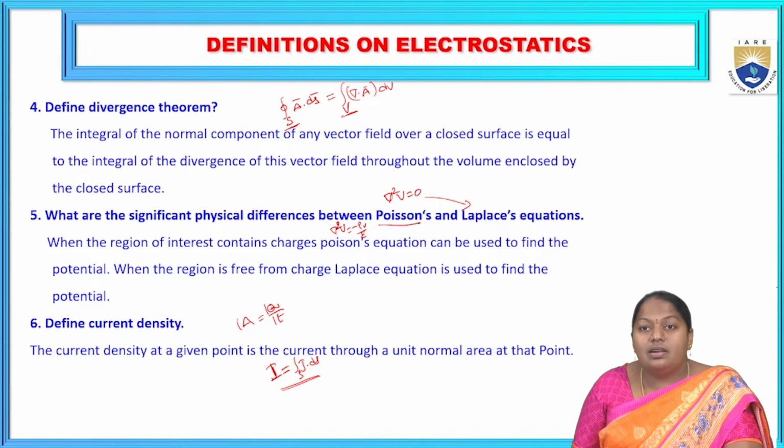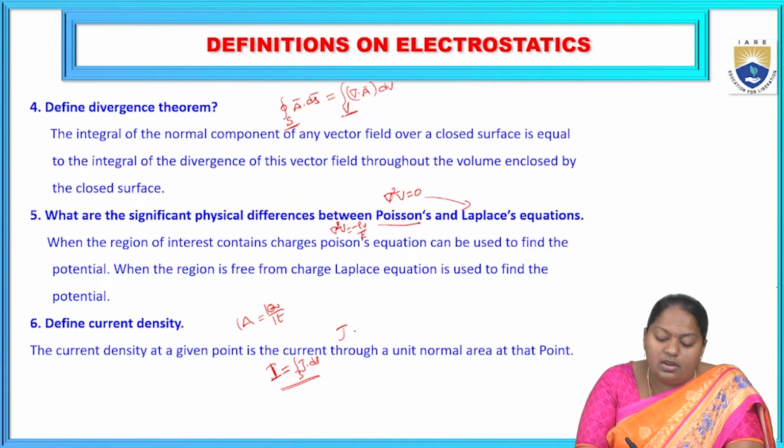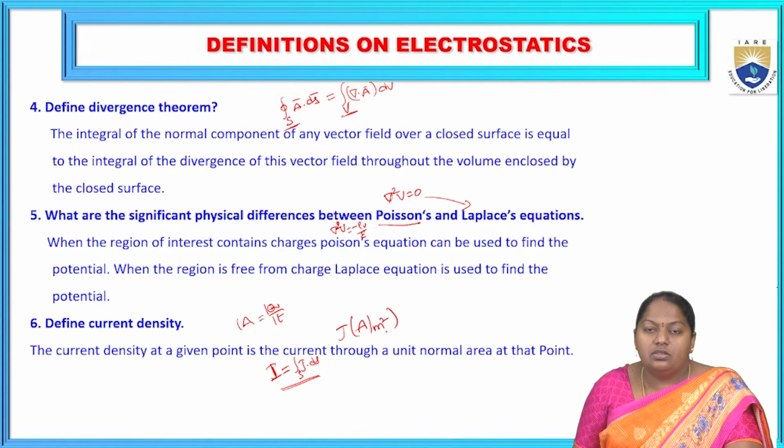Similarly, to define current density, we first consider current: 1 ampere is equal to 1 coulomb per 1 second. From this, current density can be defined as current per unit normal area at that particular point, and it is given by I is equal to integral S J dot ds. Generally, current is measured in amperes, and per unit area means that current density is measured in ampere per meter square.